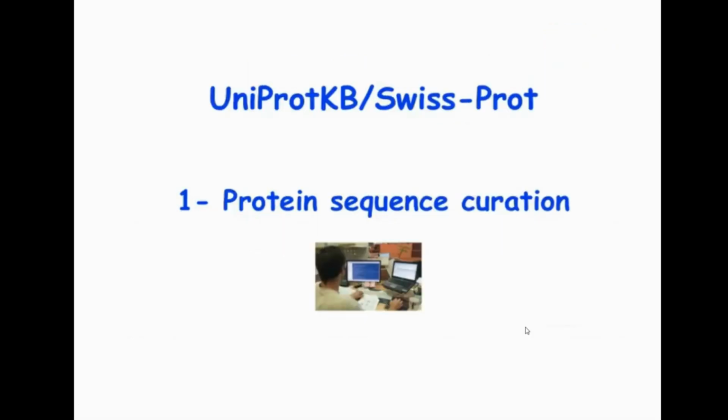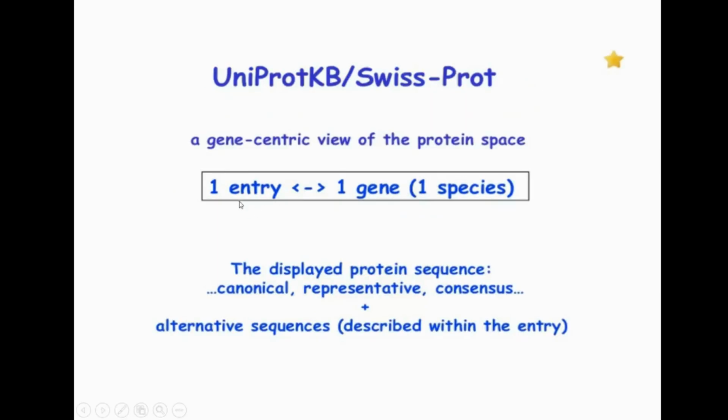Coming to the protein sequence curation, see, one entry, one gene, one species. है ना? Means the Swiss-Prot provides a single entry for all the protein products derived from the certain gene from the certain species. And also the alternative sequences were described within the entry. And if there is any conflict, it will be described in the feature table. The displayed protein sequences are canonical, representative, and consensus.